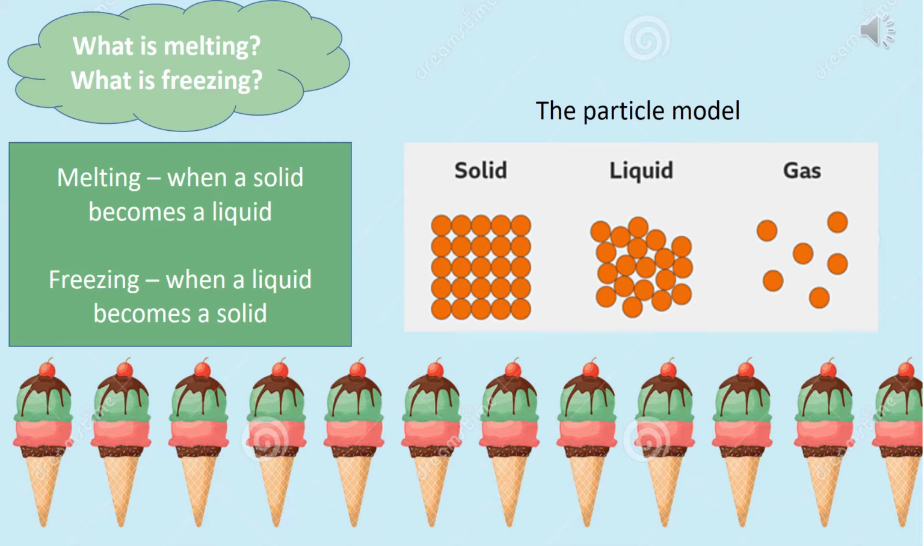A liquid, the particles have got more energy, so they are starting to slide over one another. They are not floating in the air. If you think about a glass of water, you do not have water particles floating up above it. They are still touching each other, but they are sliding over each other. They are no longer in a uniform pattern.